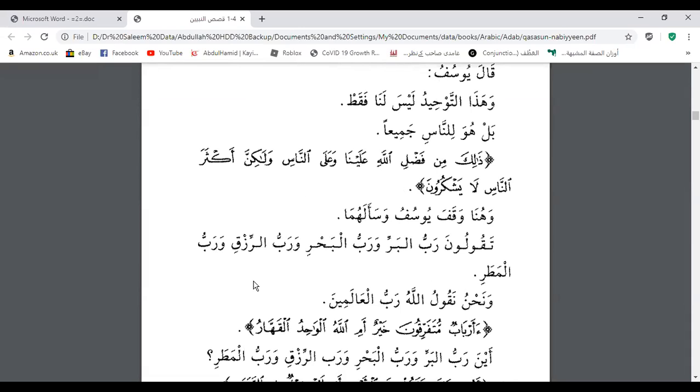They do not show gratitude. وهنا وقف يوسف وسألهما. Here, Yusuf stayed quiet. He stopped, وسألهما, and he asked them both. تقولون رب البر ورب البحر ورب الرزق ورب المطر. You say the God of land, the God of sea, the God of provision, the God of rain. ونحن نقول الله رب العالمين. We say that Allah subhanahu wa ta'ala is the Lord of the universe.